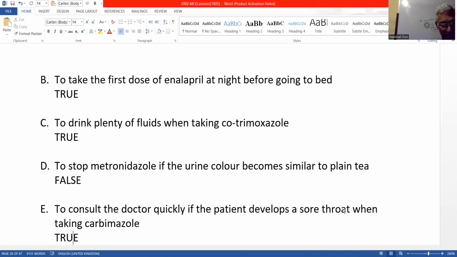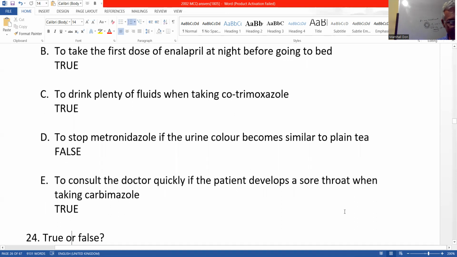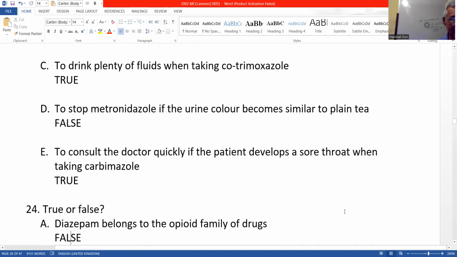So that is true. To stop metronidazole if urine color becomes similar to plain tea. ඒක false because when you take metronidazole, naturally the urine color will change to tea color. And when it is, you don't have to stop the drug. ඒක පාට වෙනස් වෙනවා කියලා drug එක නවත්තන්න ඕනේ නැහැ. ඉවර වුණාට පස්සේ හරියනවා. drug course එක ඉවර වුණාට පස්සේ ඒක normal වෙනවා.